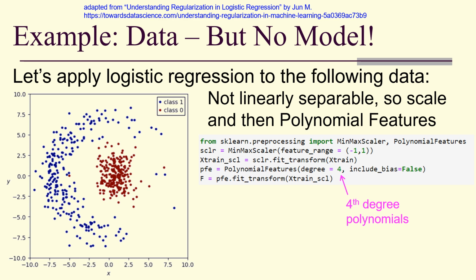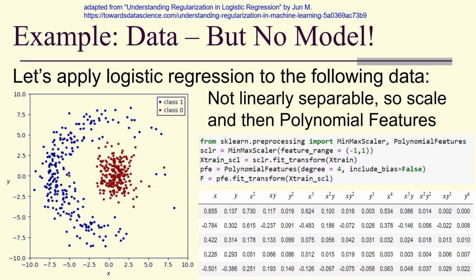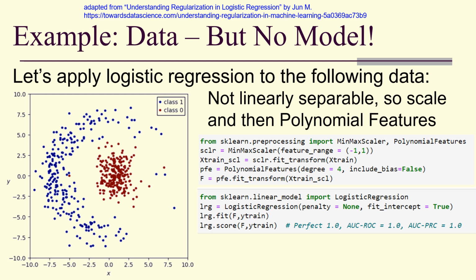So here's the code to do that. We're going to use fourth degree polynomials. It's going to look something like that. And then we're going to use logistic regression applied to our feature engineered data. And notice we get a perfect score.